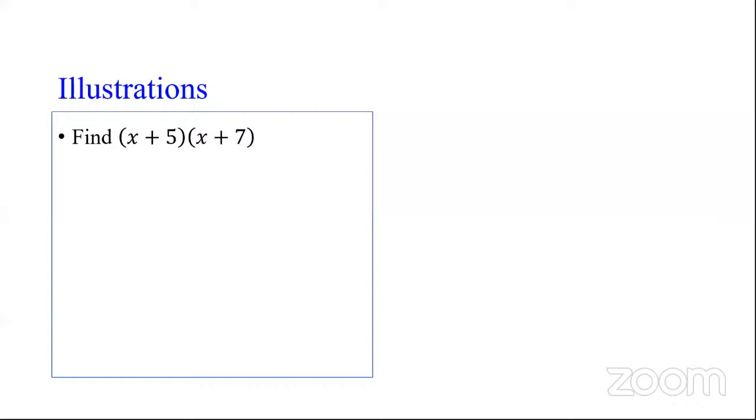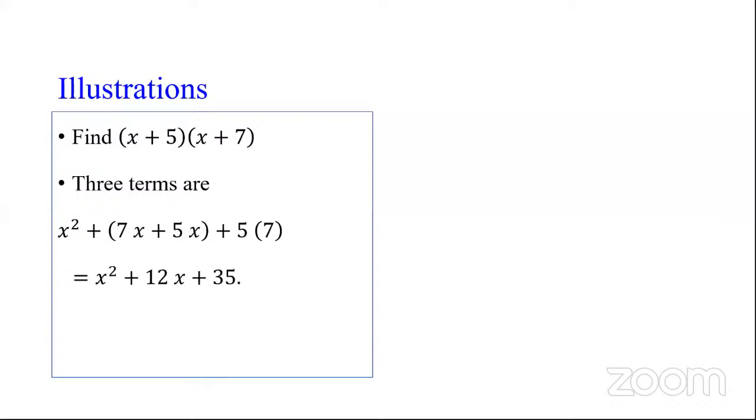Same Urdhva Tiryak. Though it is an algebraic expression, we will concentrate on the coefficients 1 and 1, and 5 and 7 constants, and apply the same vertical crosswise. Answer will be 1 into 1, 1 x square, 7x plus 5x, and 5 into 7. The final will be x square plus 12x plus 35.